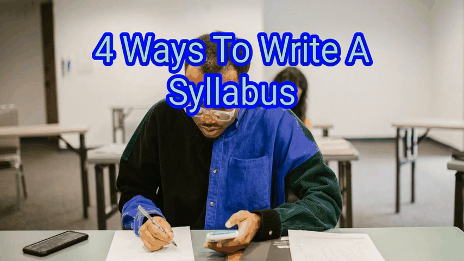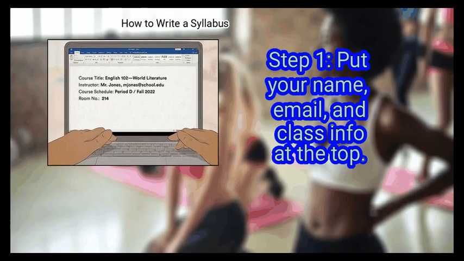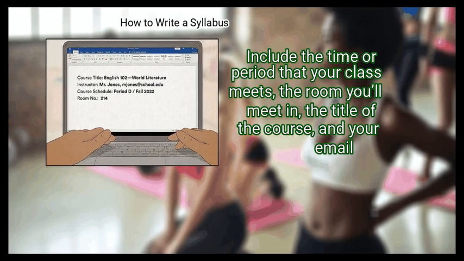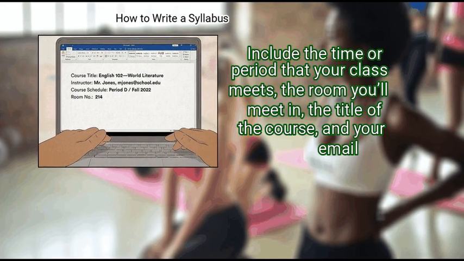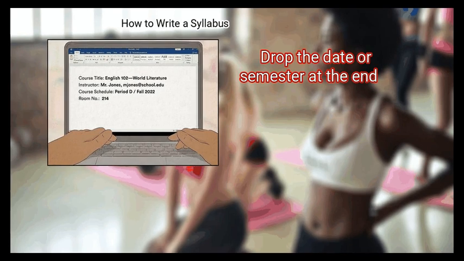So, we are going to watch about how to write a syllabus. Method 1. Including key information. First, put your name, email, and class info at the top. Include the time or period that your class meets, the room you'll meet in, the title of the course, and your email. Drop the date or semester at the end.